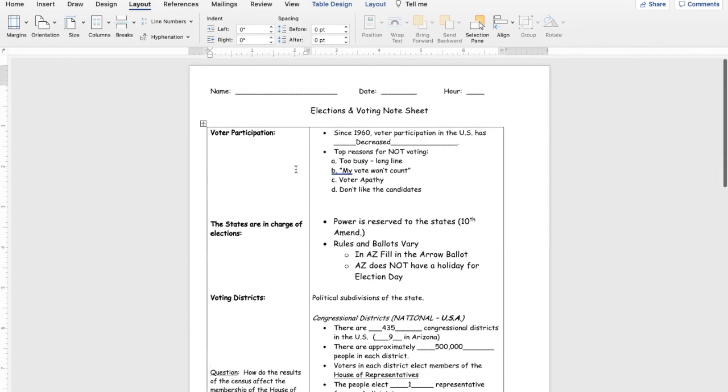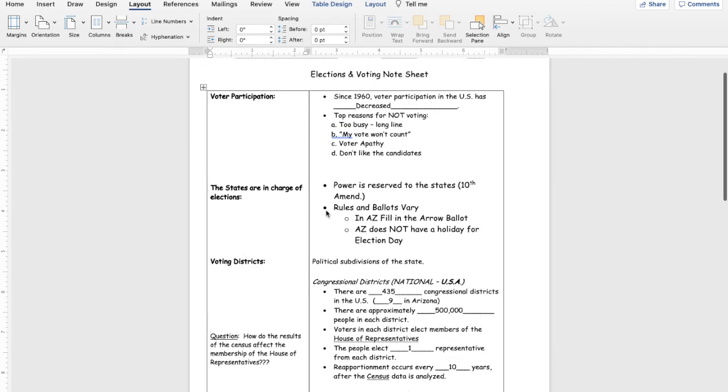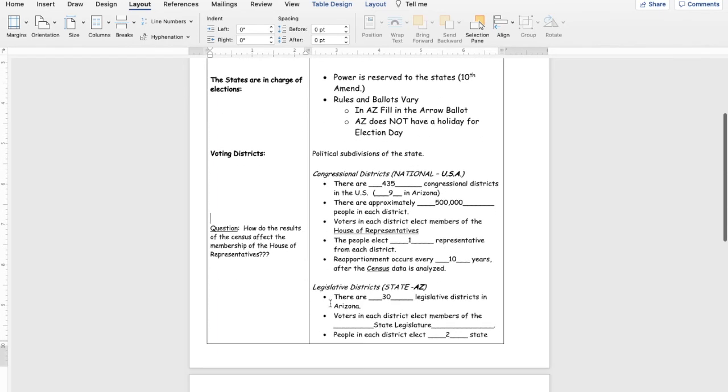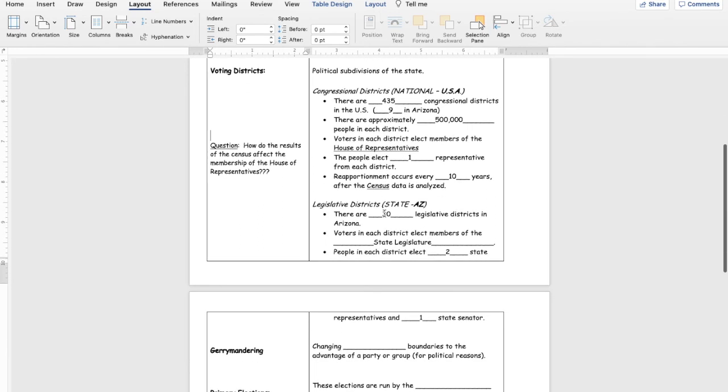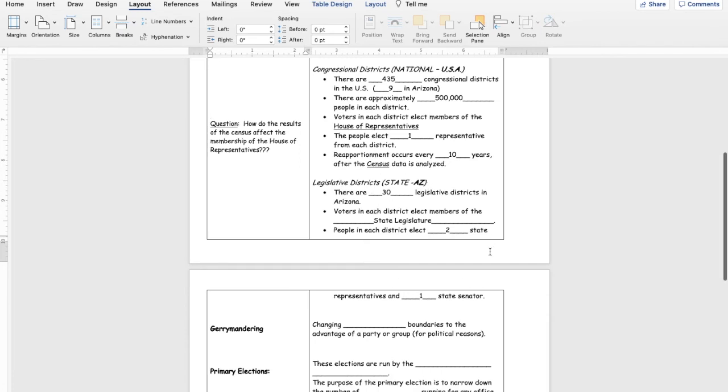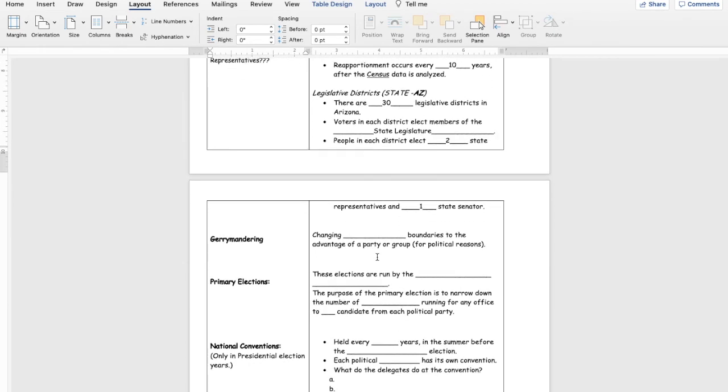One-page notes. We talked about voter participation, the states being in charge, how we have an arrow ballot, fill in the arrow ballot, but not an election day holiday. And then this is more of a national and global look at our government, how it's broken down. These guys, 435 congressional districts. In Arizona, we have 30 legislative districts. They make the laws for Arizona, and these guys make the laws for the United States. Gerrymandering is where we will pick it up next class.